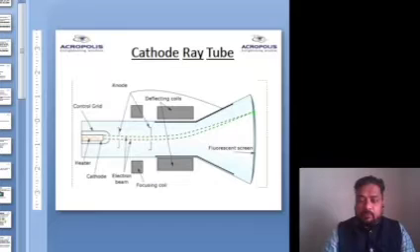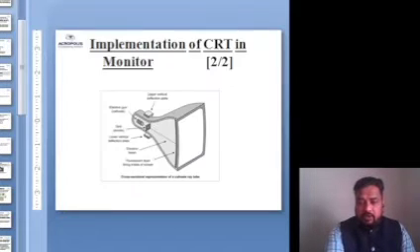In the introductory points, I told you that we need to cover one basic point, that is the CRT, cathode ray tube. What is a cathode ray tube? This is the position of the cathode ray tube in the monitor. So every monitor has a cathode ray tube. Without a cathode ray tube, a picture cannot be displayed.